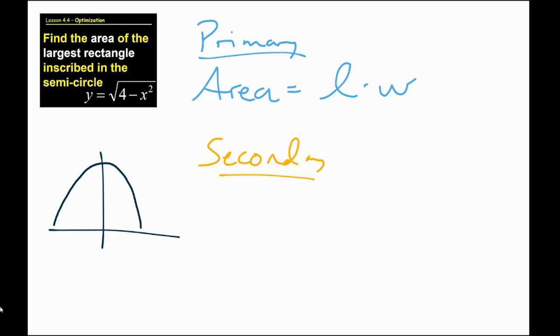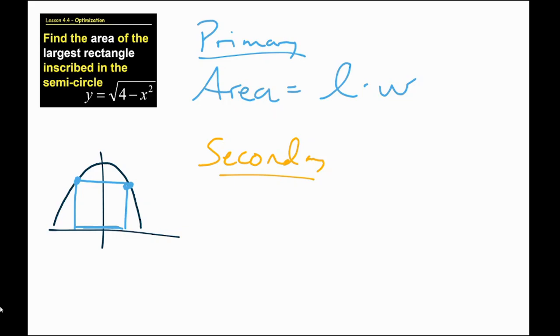Thinking about what it means to be inscribed, we realize inscribed just means that the rectangle is inside of this semicircle. That is, the vertices of the rectangle are denoted by the actual graph, the square root of 4 minus x squared. So this is an inscribed rectangle.